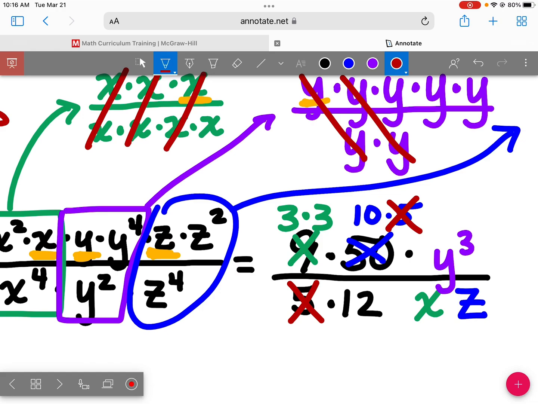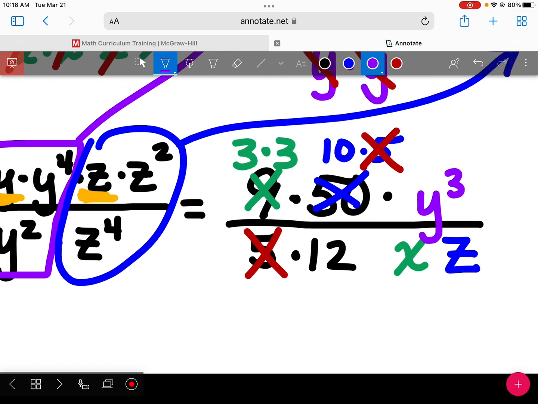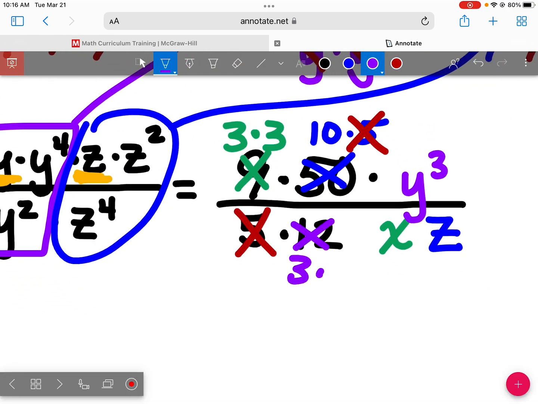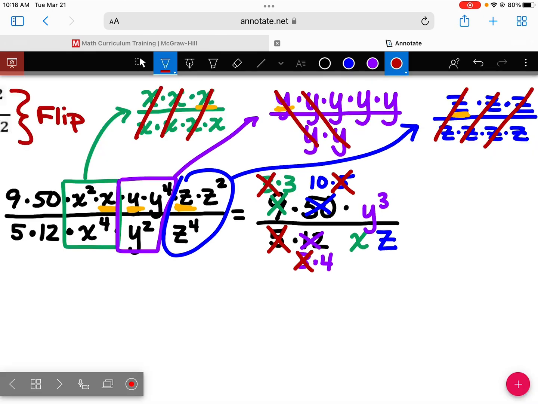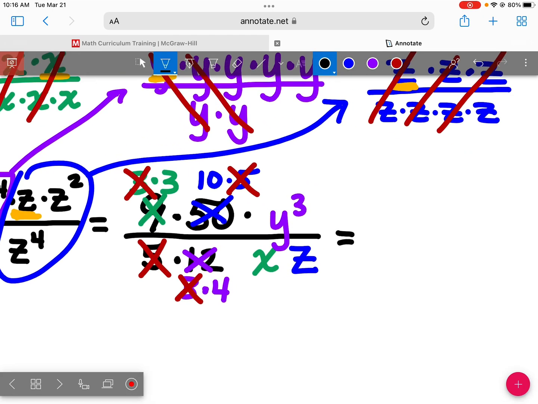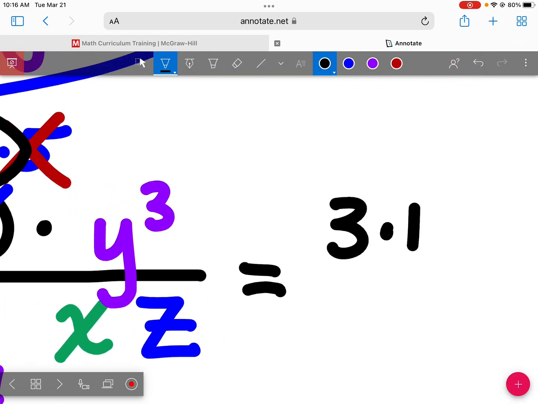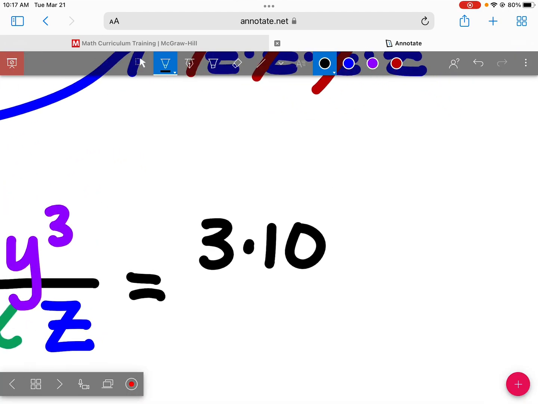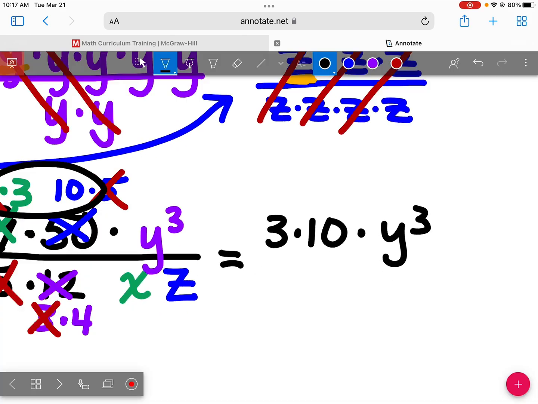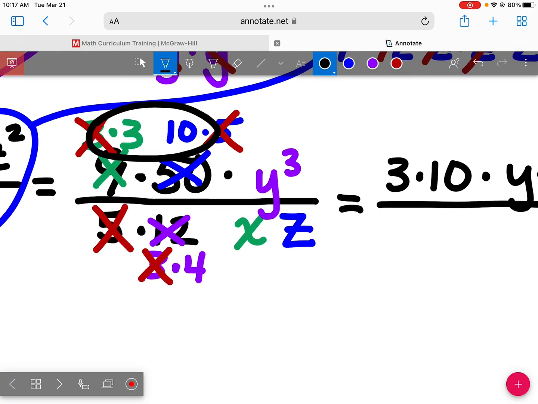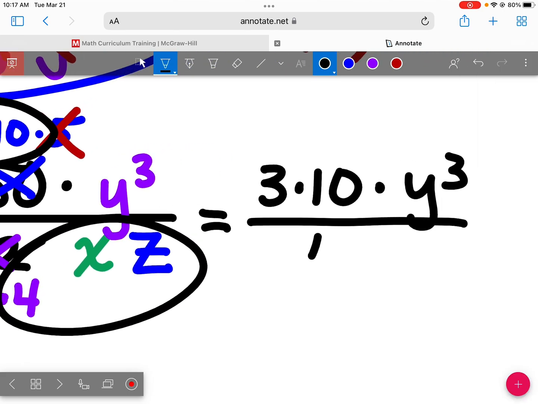Can I rewrite 12 in any way that's going to help me cancel? 3 times 4. And that's going to allow me to do what? Cancel out one of the 3's. Okay, before it gets too confusing here, the pieces that I have left: I have a 3 and a 10 left up here. So 3 times 10 times y cubed over, what do I have left on the bottom? 4xz.